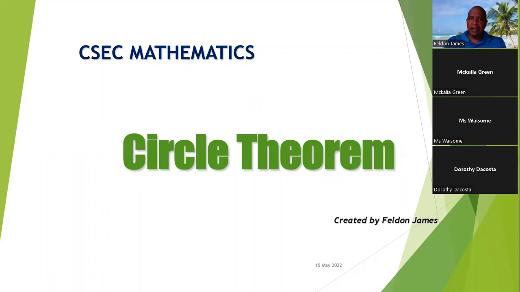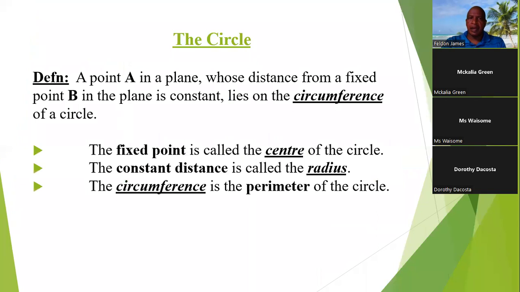All right, so circle theorem, as you know, has to do with the circle. And embedded in circle theorem, we also have tangent theorem. So when we say circle theorem, we are really including tangent theorem as well, and we'll see what that is all about. First, we're going to start off by defining the circle.